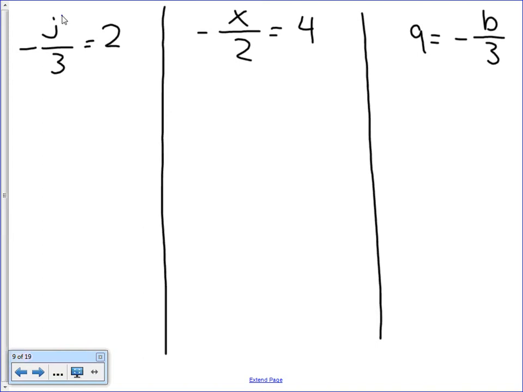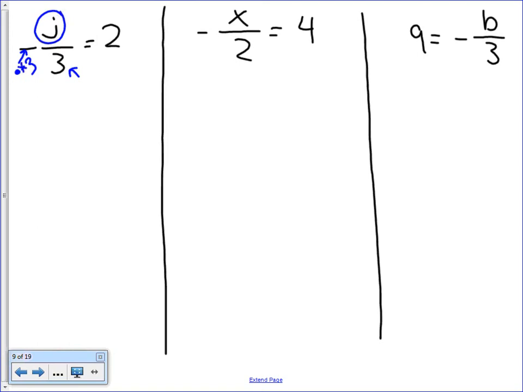Looking at the first one, same idea. I want to get the j by itself. So I need to get rid of both the 3 and the negative. So what you're going to do on these is multiply, like we did on the previous slide, by 3 to get rid of the 3, but by negative 3 to get rid of that negative. So all we're doing on this slide is just multiplying by a negative number.